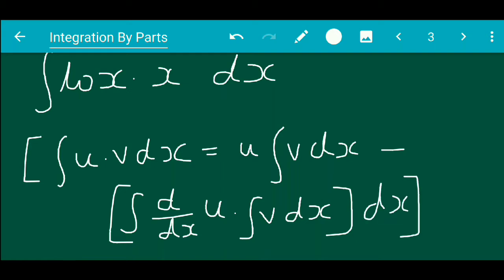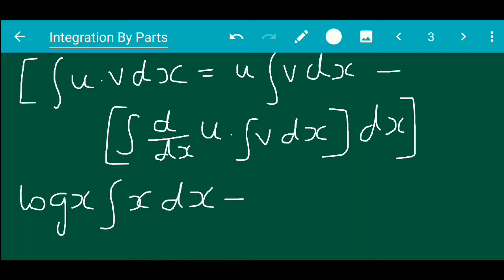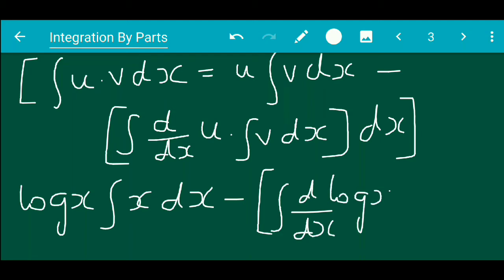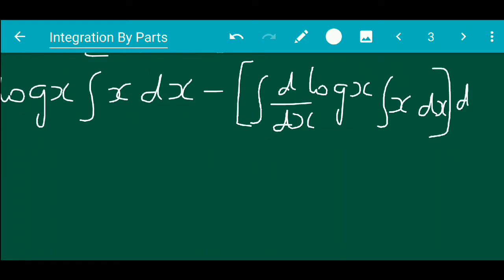So, integral of log x into x dx, that is this question. It can be written this way, that is log x integral of x dx minus the integral of d/dx of log x, because log x is u if you remember, into again the integral of x dx and the whole into dx. Okay, well, writing it becomes a bit long, but once you understand it, you will know that it is easy enough to understand.